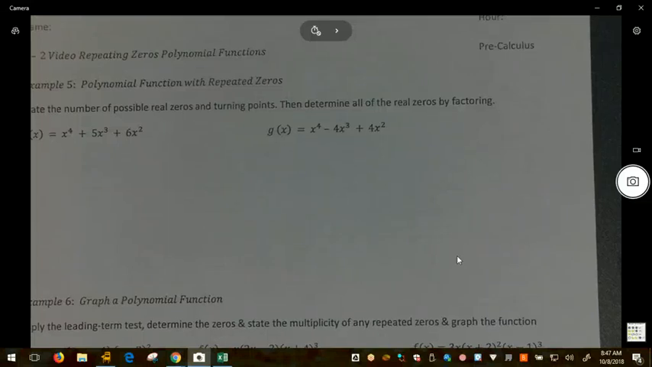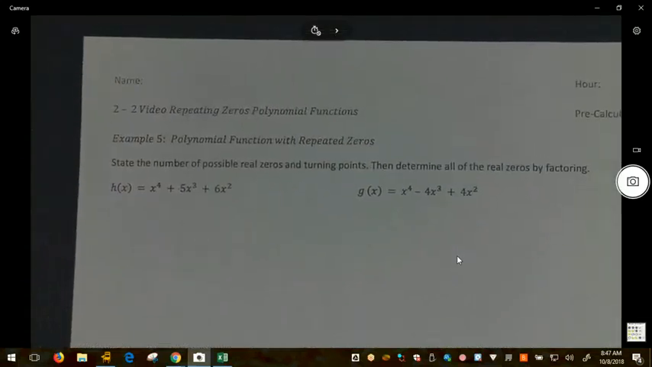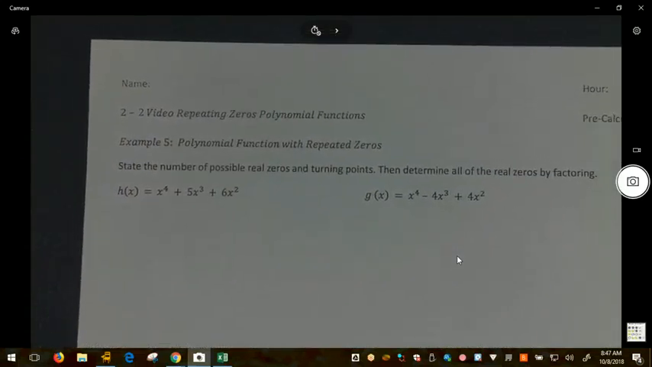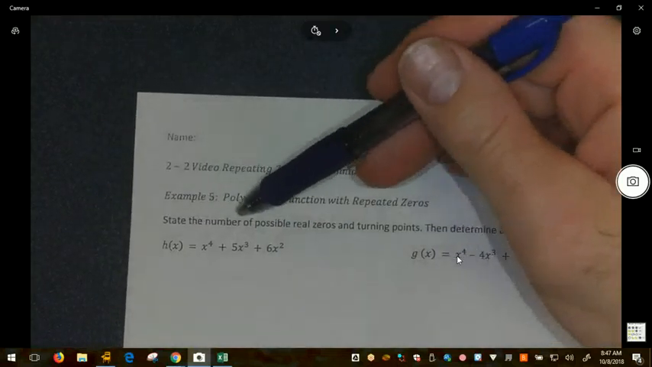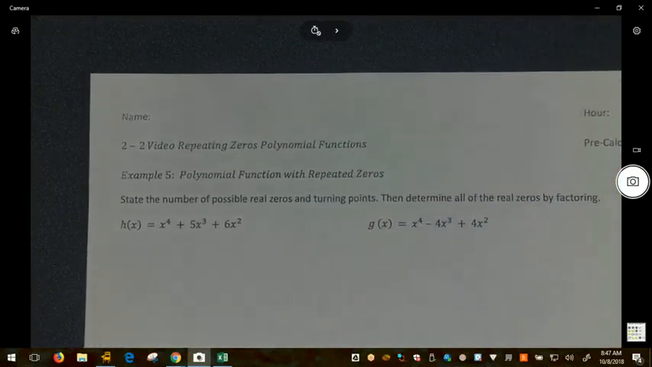Welcome to lesson 2.2, day 1, looking at the repeating zeros of a polynomial function. Actually, this is day 2. We're asked to state the number of real possible zeros and turning points and determine all of the zeros by factoring.